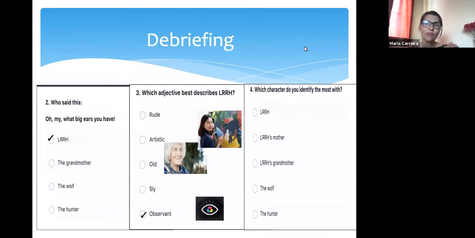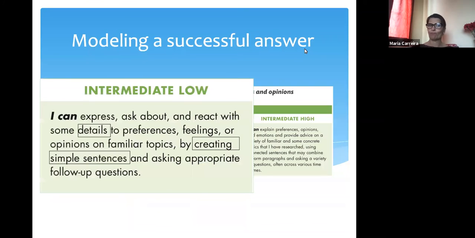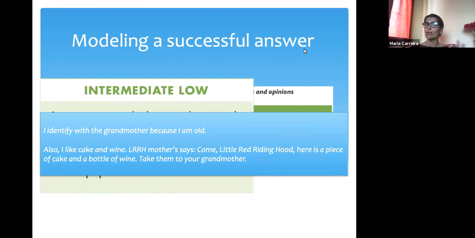Now I am going to debrief. And here's what I'm going to do in the debriefing process. I'm going to model a good answer. So I'm going to say, I identify with the grandmother. And now I'm going to give details as to my preferences and create using simple sentences. So I will say, I identify with the grandmother because I'm old. Also, I like cake and wine. I see that Little Red Riding Hood's mother says, come, Little Red Riding Hood, here's a piece of cake and a bottle of wine. Take them to your grandmother.